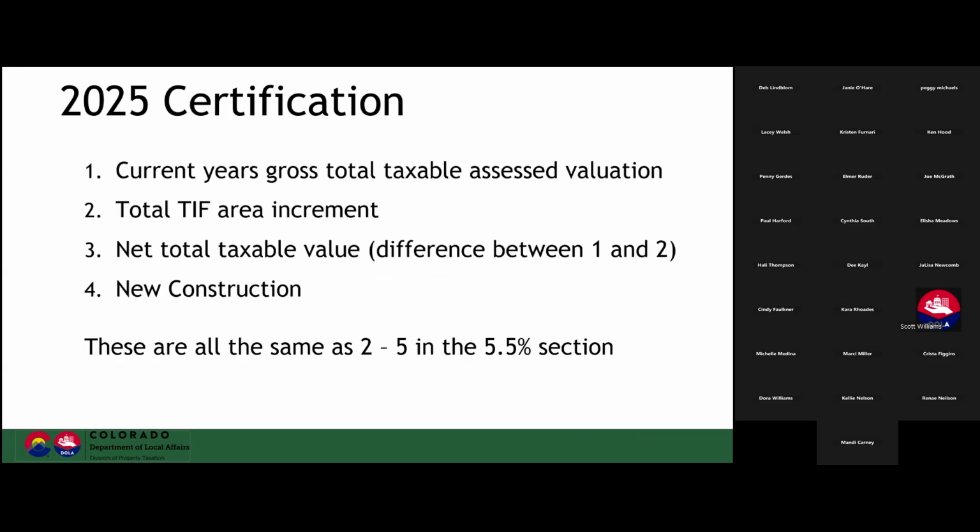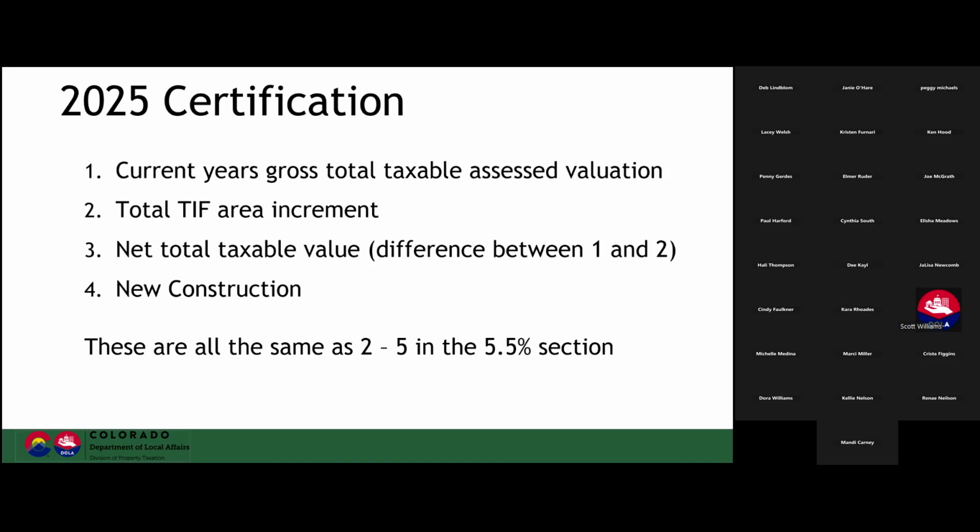On the handouts, we have labeled in the totals, we've started with letters on there, so it's easier to follow in the instructions. So line 1, the total is also AA. That is going to be your total year's gross taxable assessed valuation. You certify this in the 5.2 or the 5.5, nothing new. Line 2 or AB is going to be your total TIF increment value. Same as what we do currently.